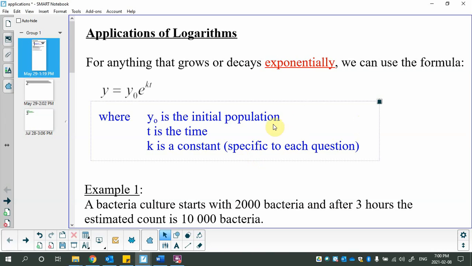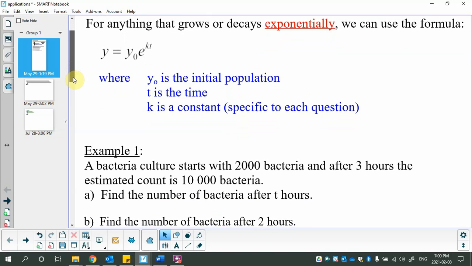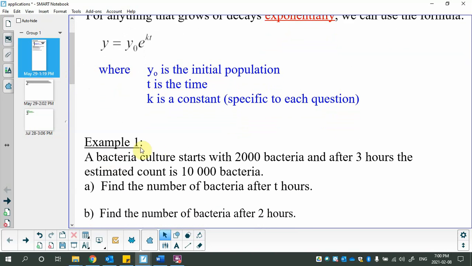All right, so this is applications of logarithms, and maybe you think you've done this before, and you did in advanced functions. You might have also done it in science class. The thing about the olden days of advanced functions is I had to set up the questions specially. So, for instance, here's a question. And it says, a bacteria culture starts with 2,000 bacteria, and after 3 hours, the estimated count is 10,000 bacteria.